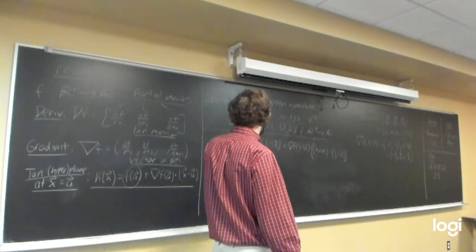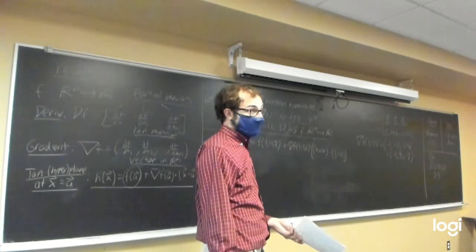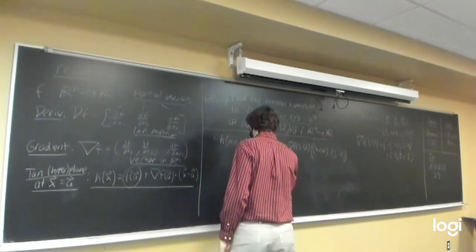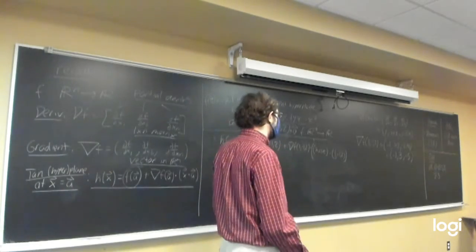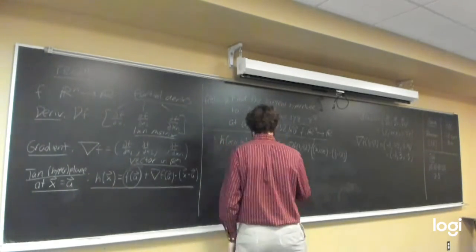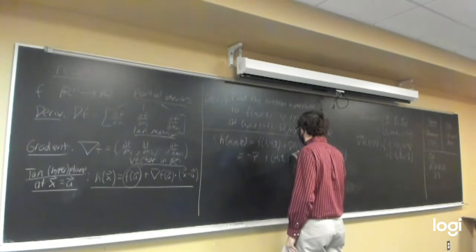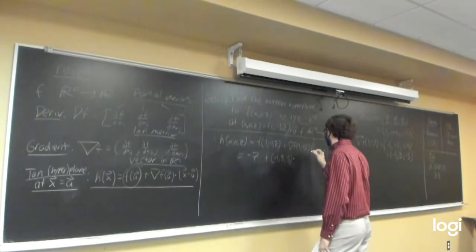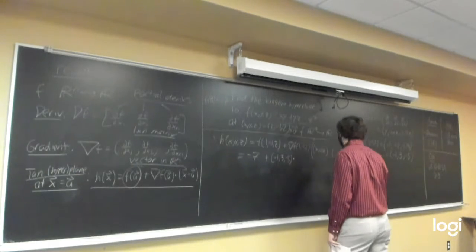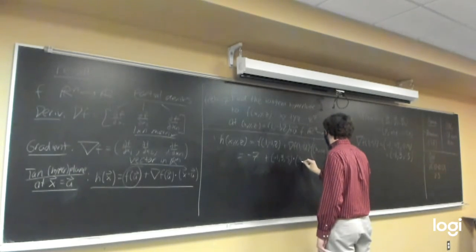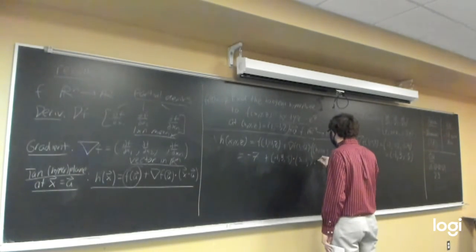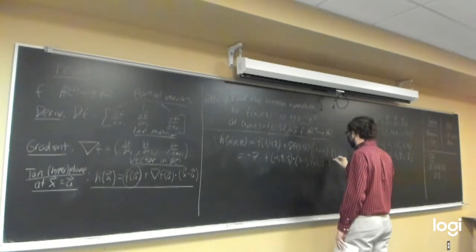F of 1, negative 1, 2, we found earlier, is negative 7. We can just plug that in right away. The gradient vector is negative 1, 3, negative 5. And we need to dot that with x, y, z minus 1, negative 1, 2, which comes out to x minus 1, y plus 1, z minus 2.